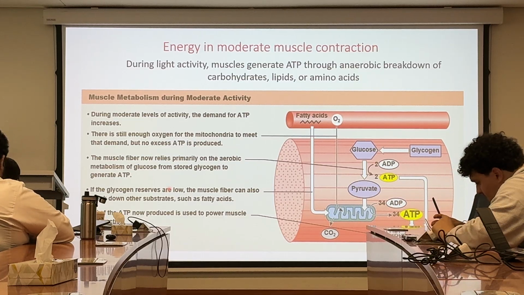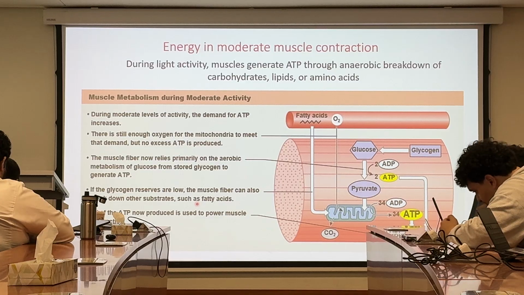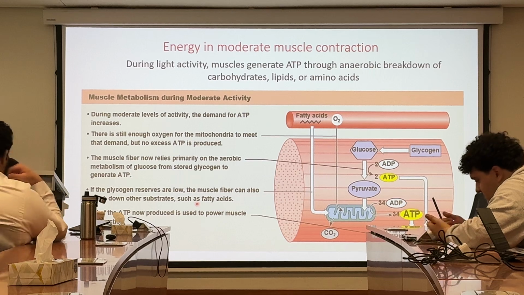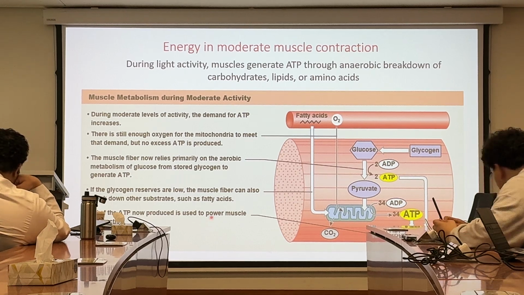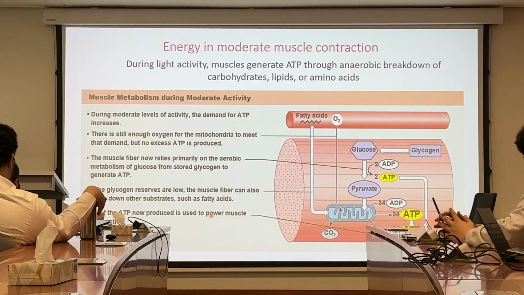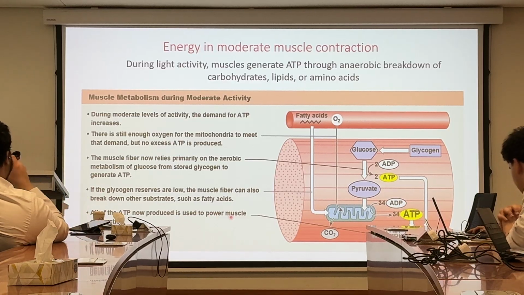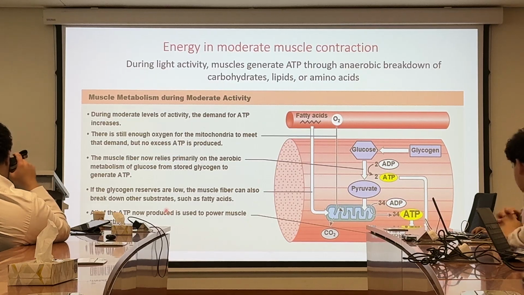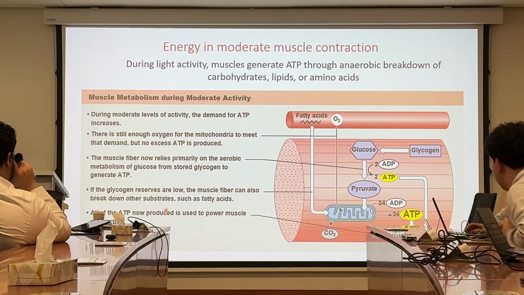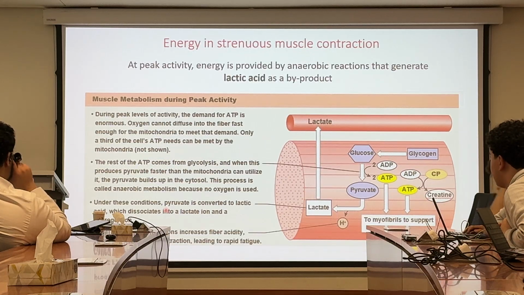If the glycogen reserves are low, okay, then the muscle can also break down other substrates like fatty acids. So you're going from the 2 second to the 15 or the 10 seconds upwards. All of the ATP now produced is used for muscle contraction. So it's not like the contraction is still going on, but there's no ATP. Now that would be in the next slide.